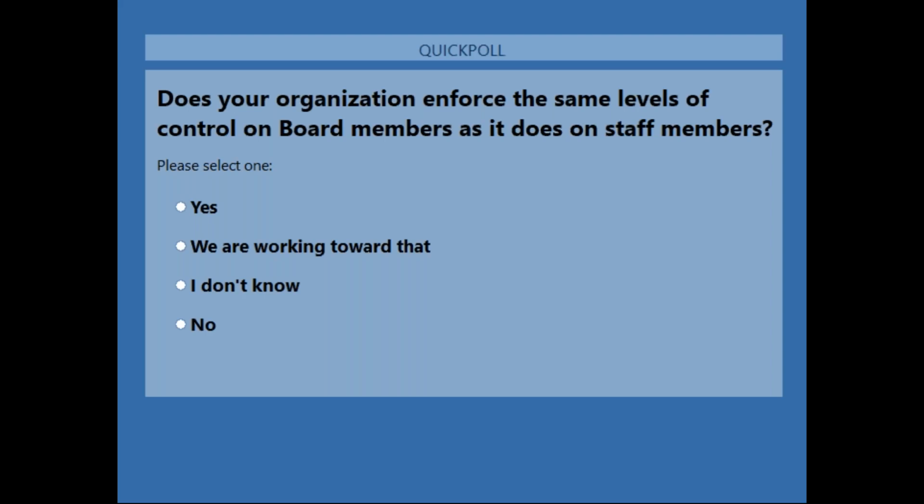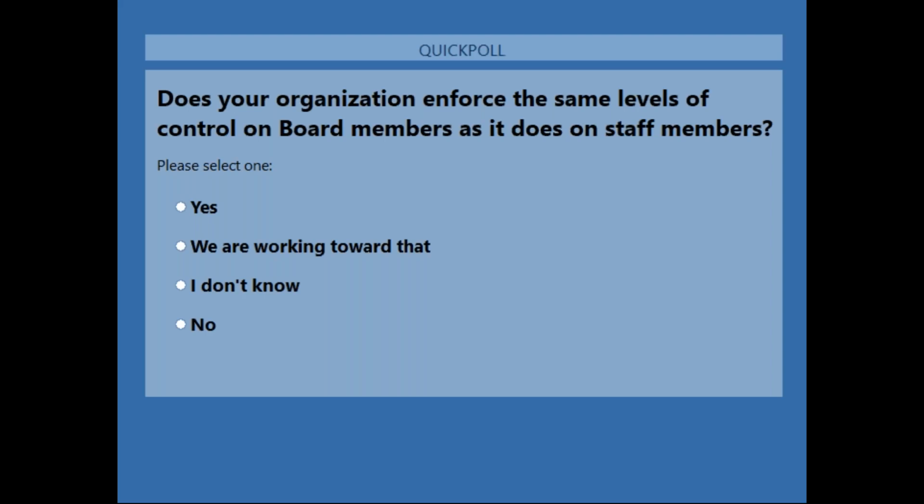Looking at the poll here, about 22% of you are reporting that you do have the same level. 30% say no, and 30% say you're working on it. Well, now we're even, 30, 30, and 30. And only 10% or 9% now are in the I don't know. This is an area where we might need some work, right?